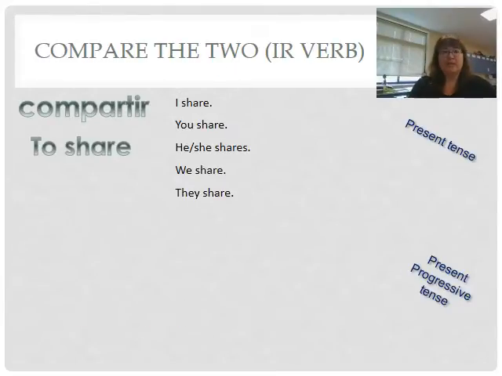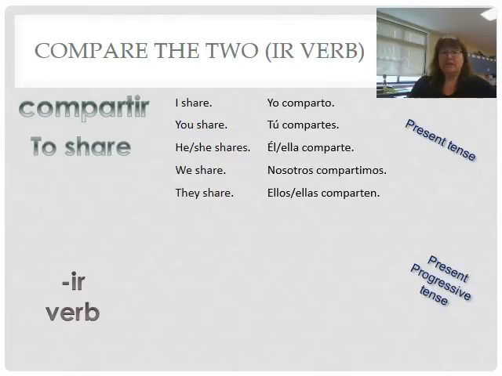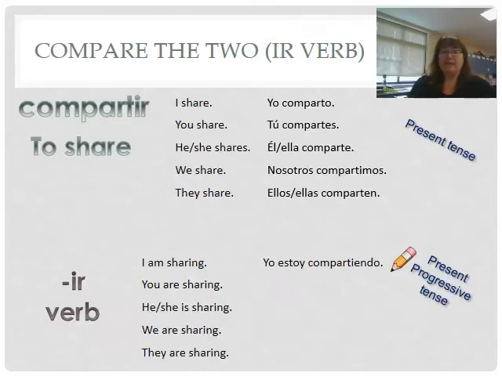Let's compare compartir, to share. Let's just go through here real quick. So here's the present tense. I share, I'm sharing, I'm sharing my cake later, right? I could use this, yo comparto. But if I'm literally sharing my cake right now, maybe my son's sitting next to me, we're sharing cake, then I would use the present progressive ending.